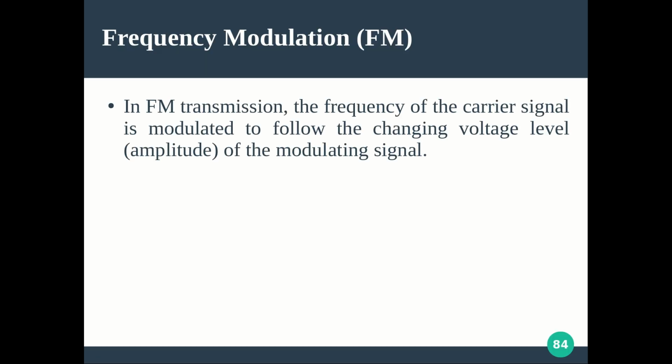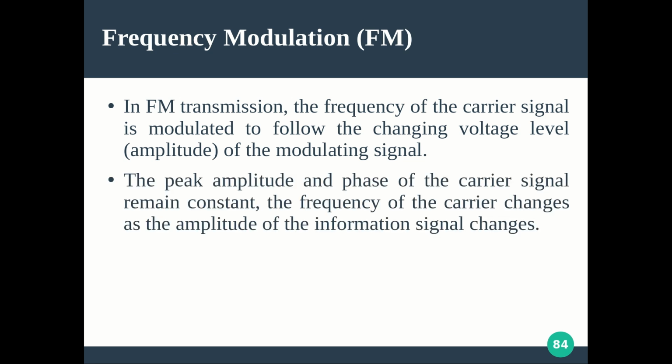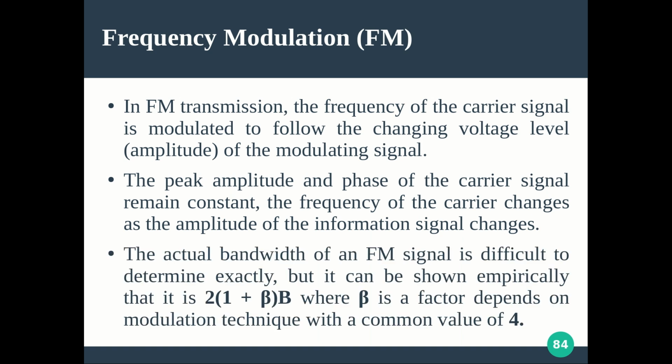Frequency modulation, of course, the term itself says that the frequency of the carrier signal is modulated to follow the changing voltage or varying amplitude of the modulating signal, which is to be modulated. The peak amplitude and phase of the carrier remain constant because we are talking about altering the frequency only. The frequency of the carrier only changes as the amplitude of the information signal changes, keeping phase and amplitude of the carrier constant.